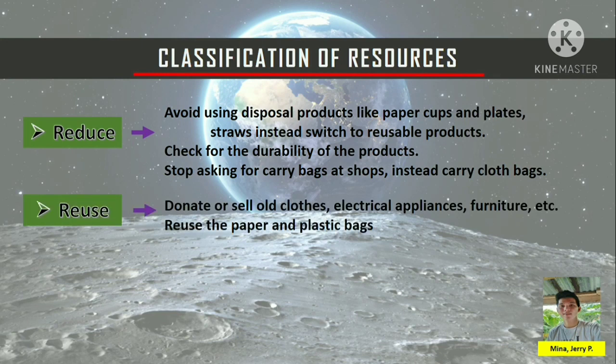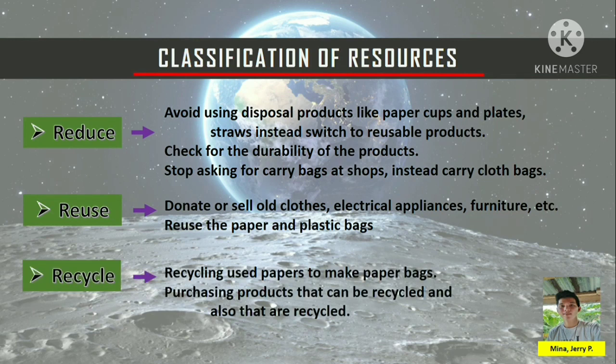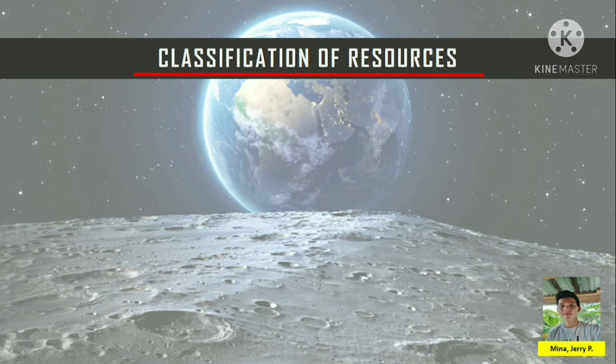Reuse: donate or sell old clothes, electrical appliances, furniture, and so on. Reuse the paper and plastic bags. Recycle: recycling used papers to make paper bags. Purchasing products that can be recycled and also that are recycled.